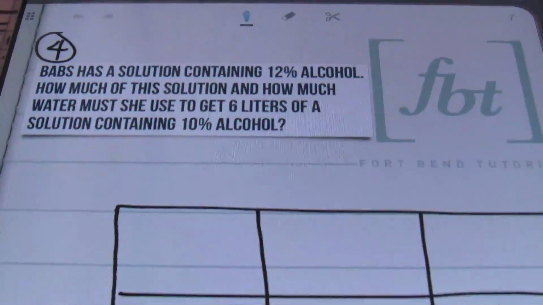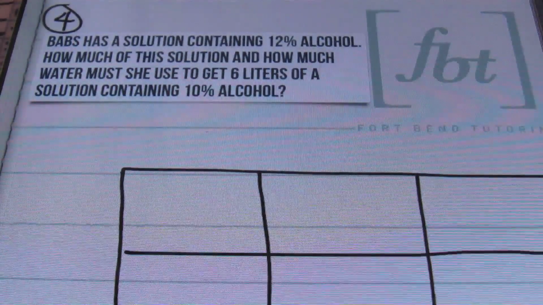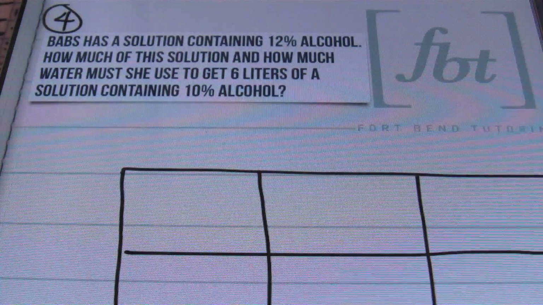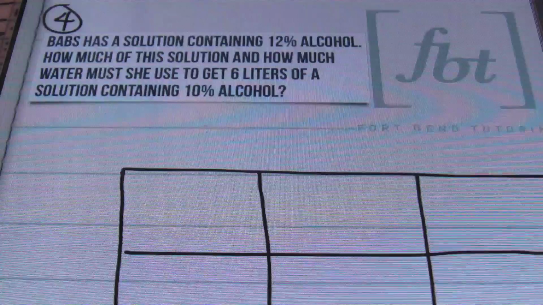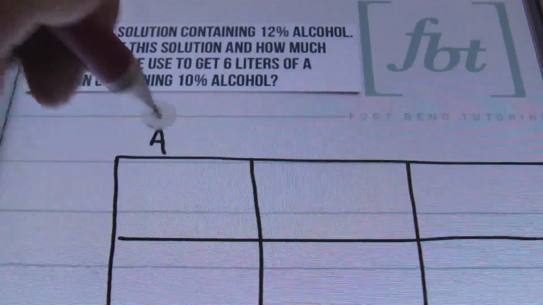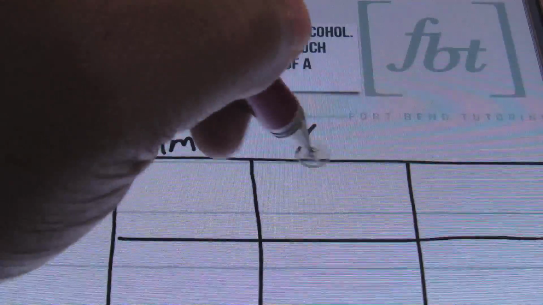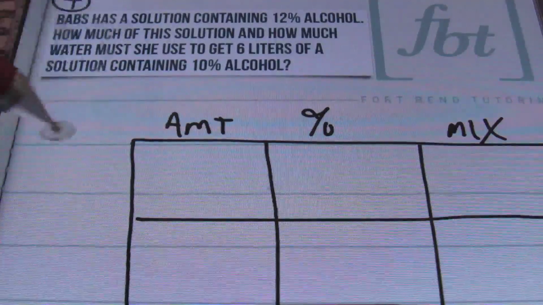All right, problem number 4, ladies and gentlemen. Babs has a solution containing 12% alcohol. How much of this solution and how much water must she use to get 6 liters of a solution containing 10% alcohol? So once again, ladies and gentlemen, I have my amount here, I have my percentage, and I got my mix. And I know that Babs has a solution containing 12% alcohol.